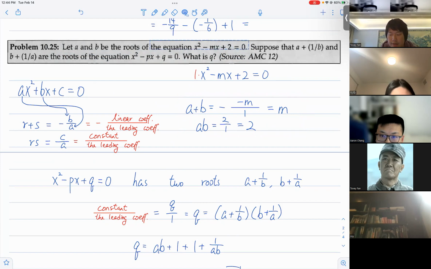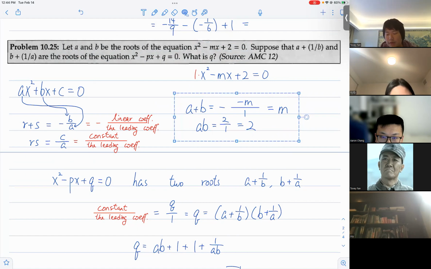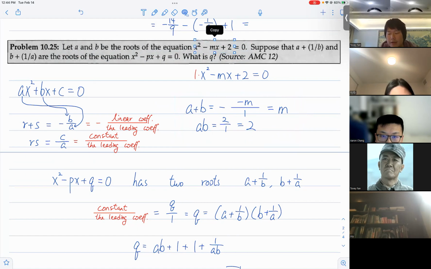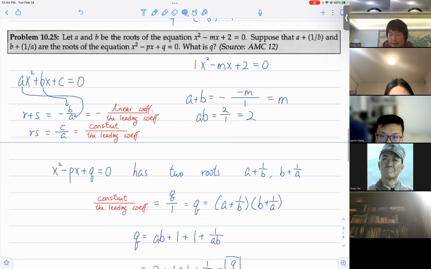Aaron, make sense? This kind of condition, we always use Vieta, because it gives you two roots a and b, and it gives you an equation. Then automatically, immediately, we know the relationship between the roots and the coefficients in this equation. So we immediately employ Vieta's theorem.